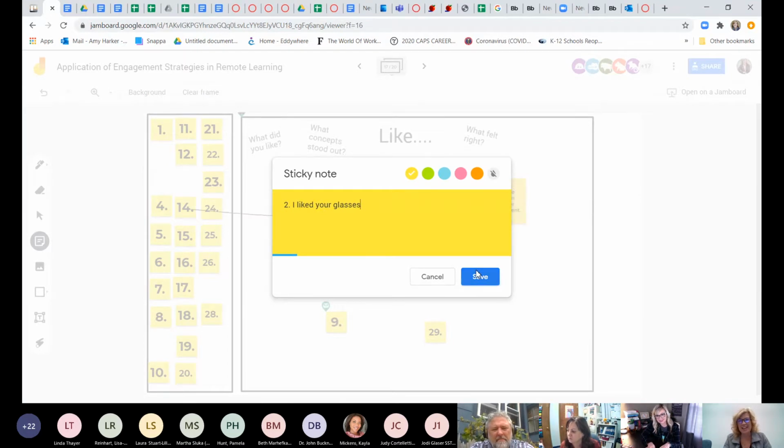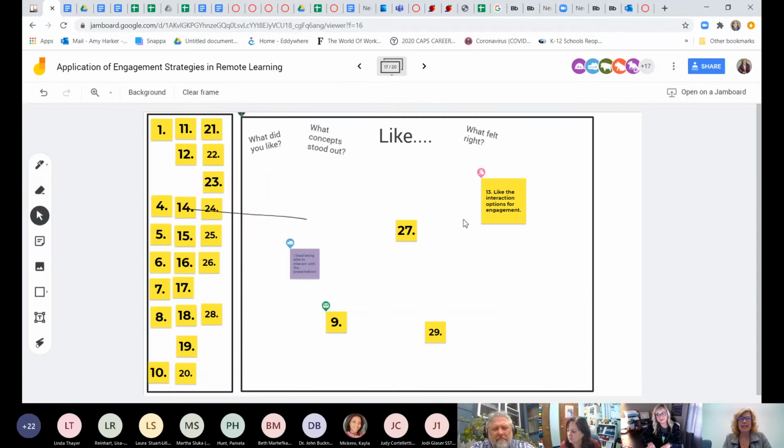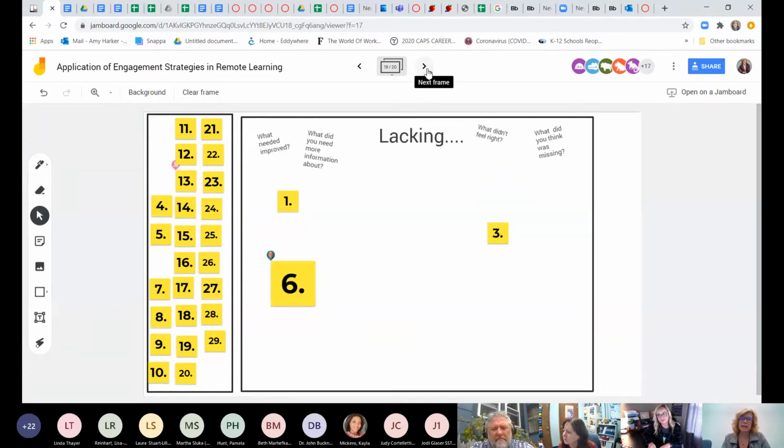And then you just save it. And once you have it saved, you can move to the next board and tell me something that was lacking in this particular situation. Some of the questions that can trigger your thought are, how could this presentation have been improved?